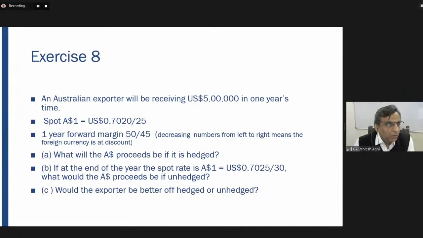Now, if you look at the third column, the 1 year forward margin is 50-45. Fine. So you should keep focus on that. If it is written in decreasing order from 50 to 45, that signifies that the currency is at a discount. So decreasing numbers from left to right means the foreign currency is at discount. Fine.